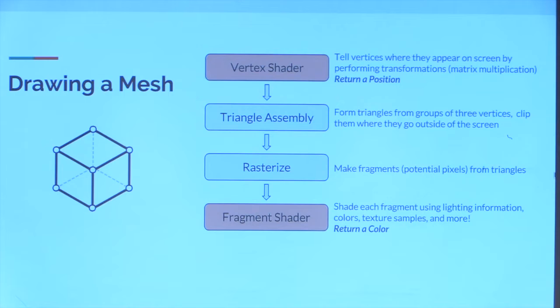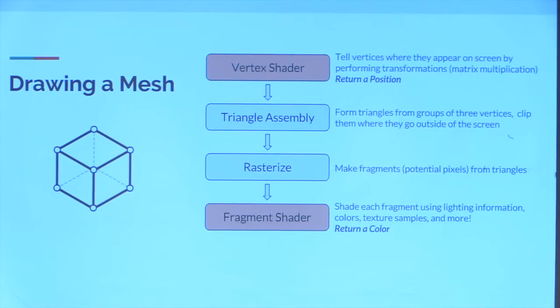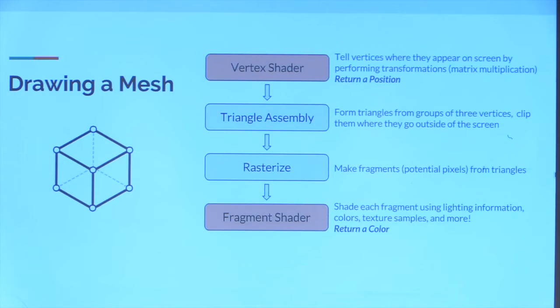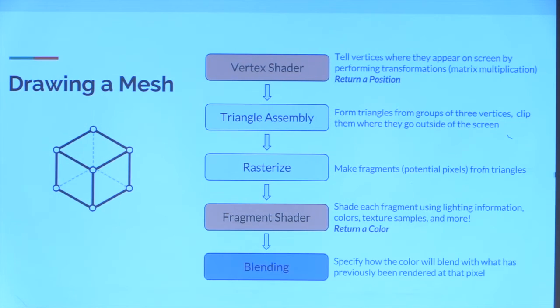Then we get the fragment shader. This is the quote-unquote fun part. This is where we actually get to shade each fragment. This would do our lighting calculations, colors, texture samples. A lot of fun stuff can happen here. So this is the second part that we have a lot of control over. And in here we return a color for the actual individual pixel at that point on the screen.